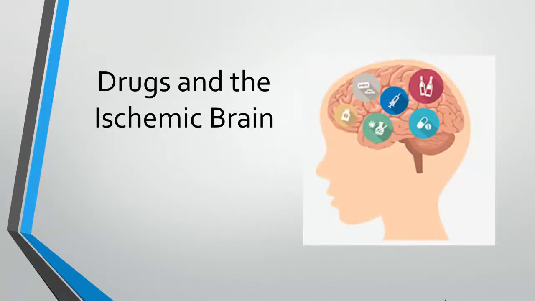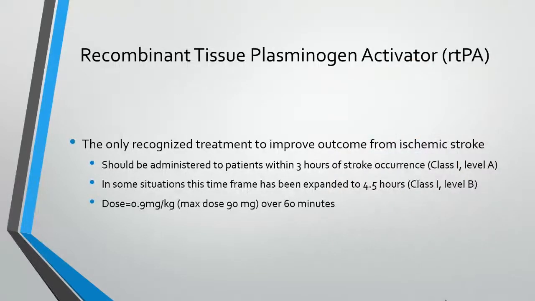So the medications that we use: other medications and the ischemic brain. Really the only medication that has been proven through research to improve outcome from ischemia is recombinant tissue plasminogen activator, or rtPA. There's evidence to show that if tPA is given to patients with an ischemic stroke within 3 hours of the stroke occurrence, they have much better outcomes.